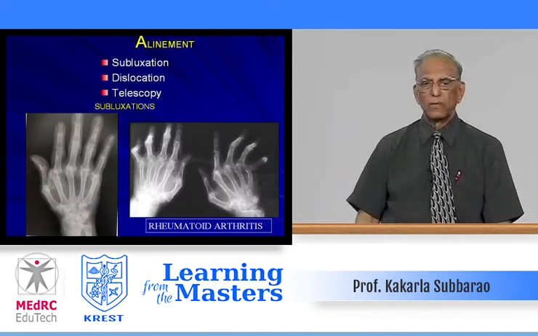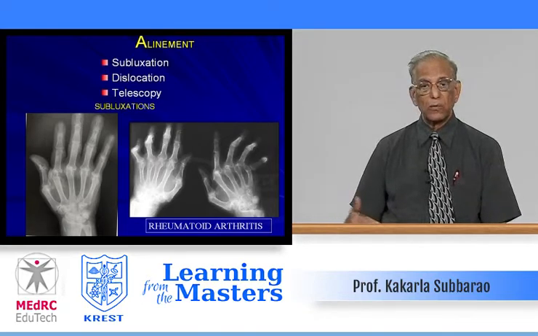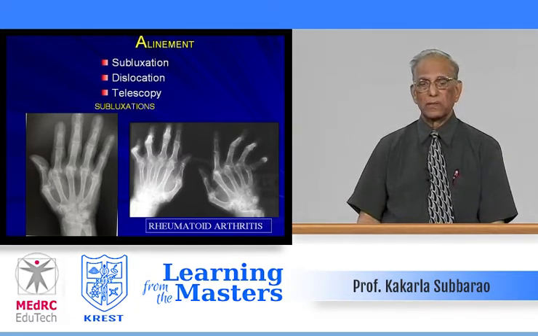Now we come to the first parameter, alignment. Alignment could be subluxation, or if three-fourths of it is out, then we call it dislocation, and then there may be overlap, or one bone may protrude into another. That is what is called telescoping. That is a tertiary form of inflammatory or neuropathic joint manifestation.